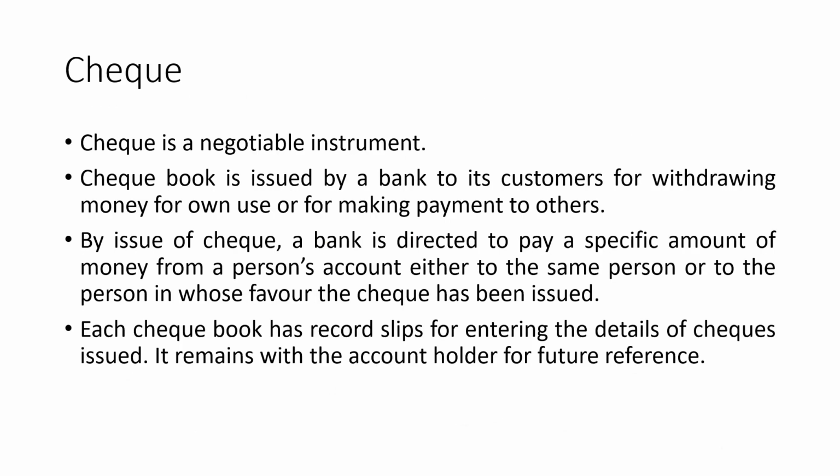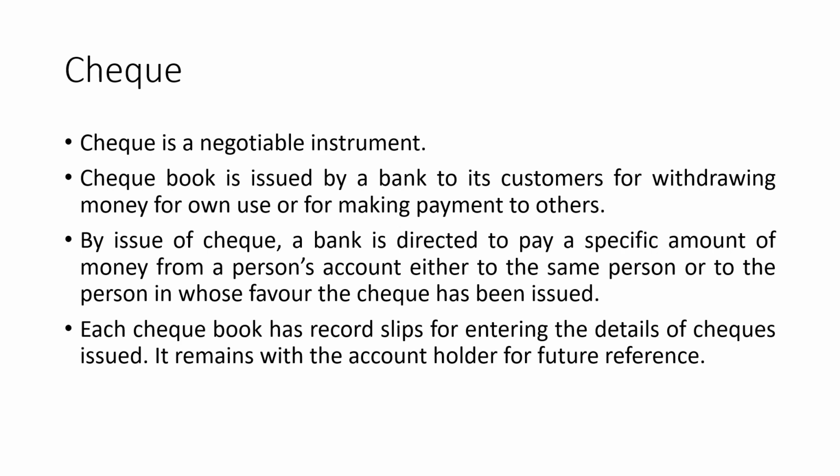Next one is check, which is a negotiable instrument. A checkbook is issued by a bank. Okay, so if you are opening an account, the bank will give one checkbook also. So you have to maintain the checkbook. If you want to give cash to some person, you can write a check and give it as a check instead of taking money and giving it.